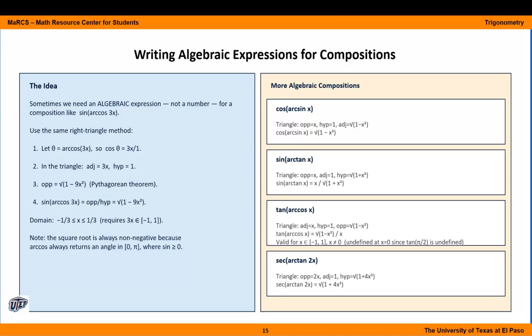Sometimes we want a general expression instead of a number. We follow the same triangle idea, but now everything is in terms of x. For example, sine of arc cosine 3x becomes square root of 1 minus 9x squared. Also, always state the domain because the expression only works when the input is valid.